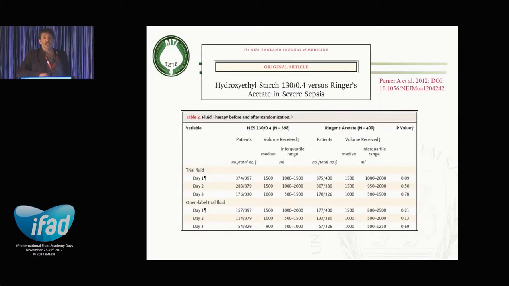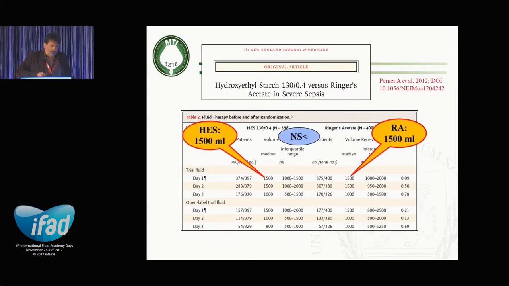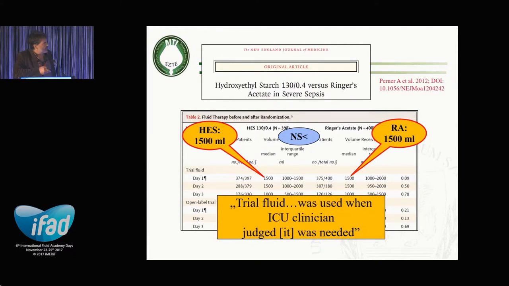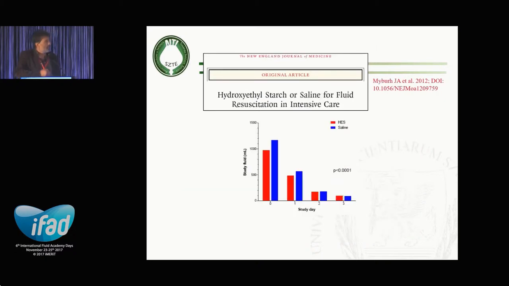This is the Scandinavian study, the 6S study, and they randomized 800 patients. And look, an identical amount of crystalloid and colloid was given to these patients during resuscitation. Read the methods, and the methods say the trial fluid was used when the ICU clinician judged it was needed. Again, gut feeling, nothing else.